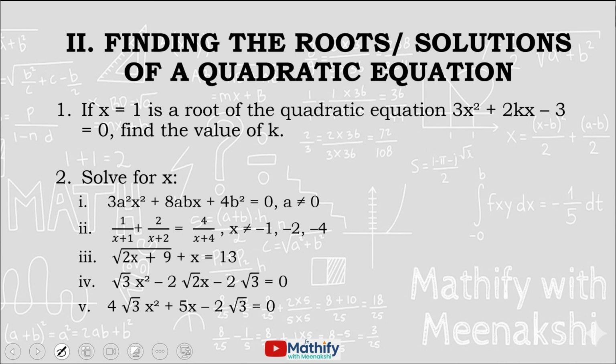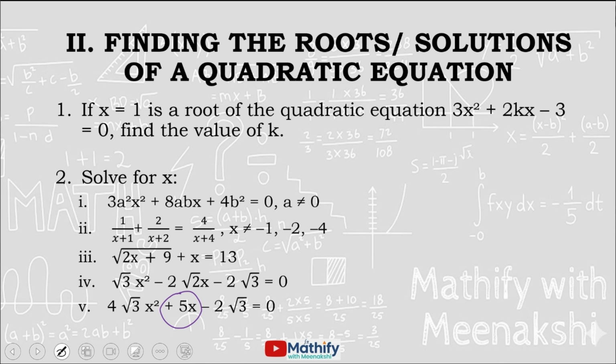Let's move to the fifth part. 4 root 3 x square plus 5x minus 2 root 3 equal to 0. So here the coefficient of x is a normal number. So you can use the factorization method here. Again, if you want to use quadratic formula, you can use. But I am using the factorization method here.